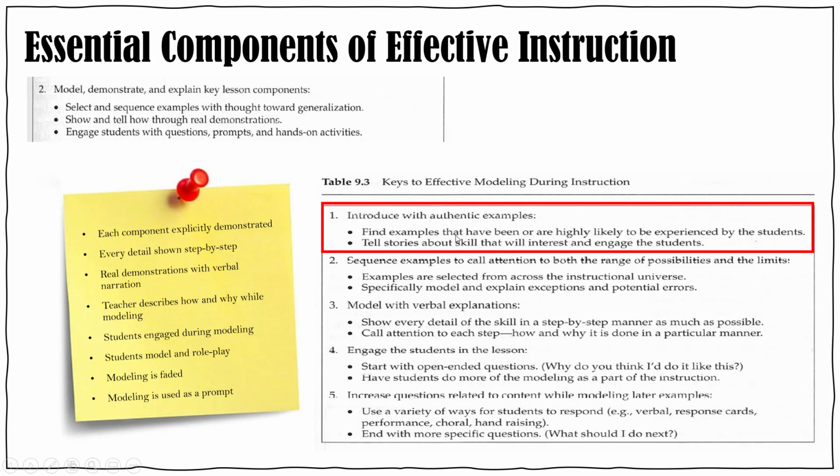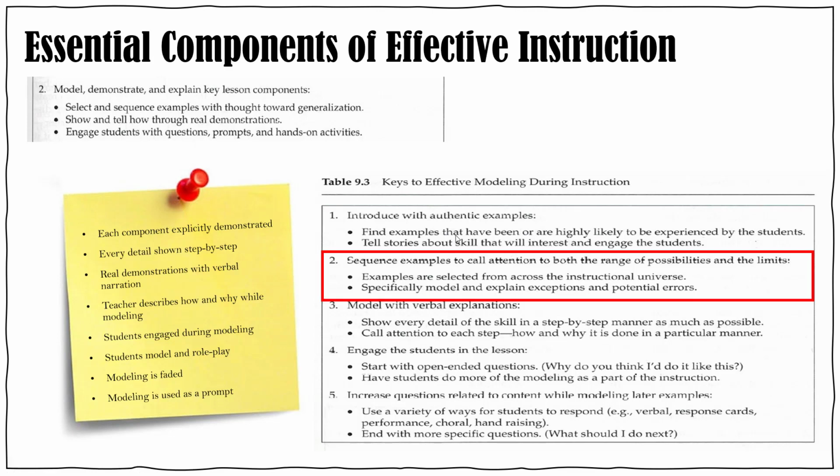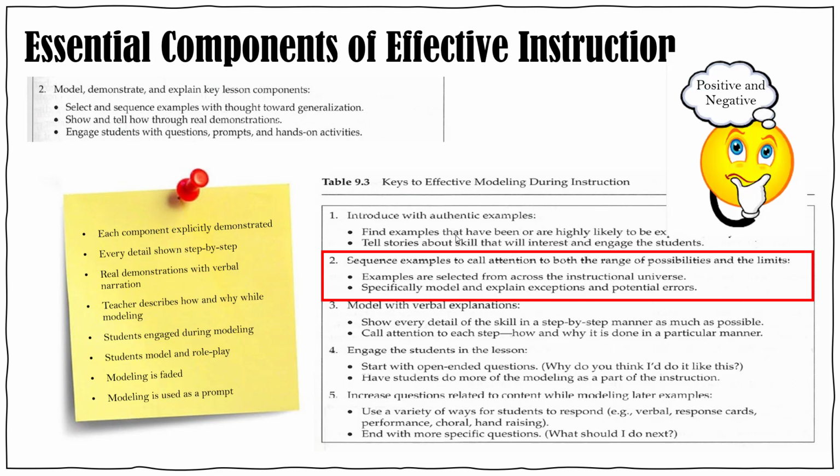These are things that we mentioned also in Module 7. This is definitely Module 7. So sequence examples to call attention to the range of possibilities and the limits. Don't forget about picking out your instructional universe and picking those examples and making sure that you're sequencing them in a way that you have, what we say, some positive examples, and the positive examples differ in the relevant features, and then you have a negative example that just changes very slightly from the last positive example.